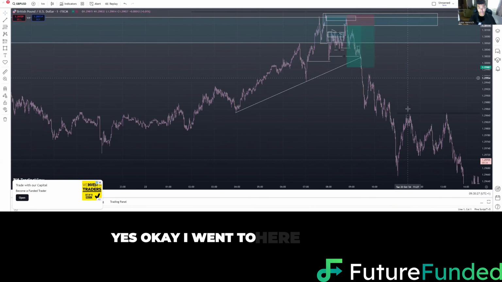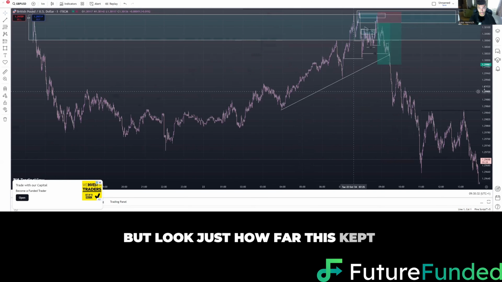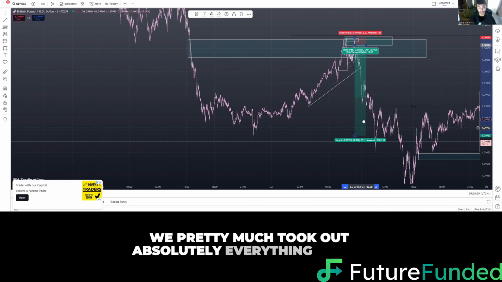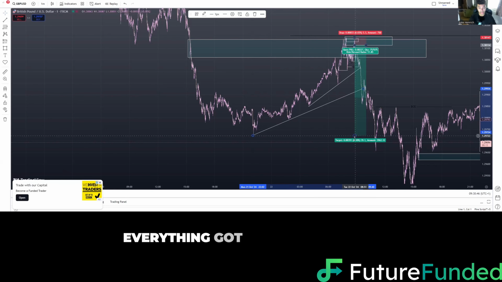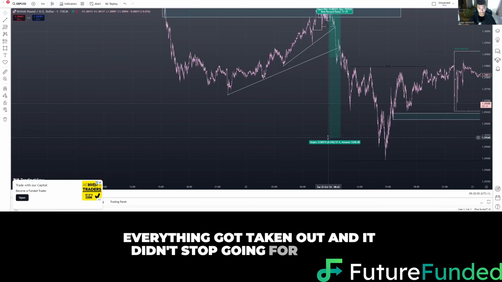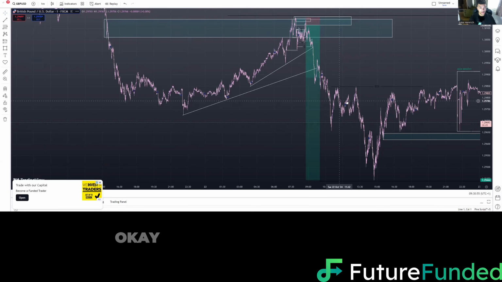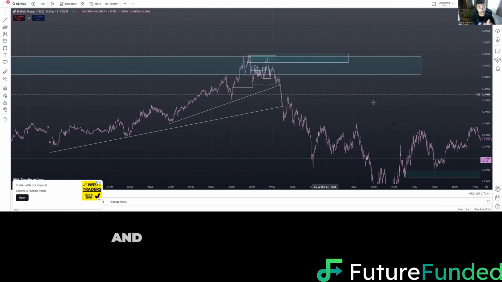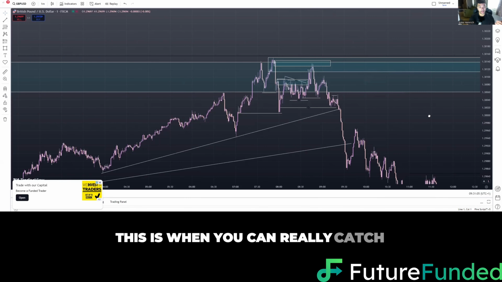Okay, yes, I went to here to take out this trend line, but look just how far this kept going down. We pretty much took out absolutely everything. In fact, we did take out everything. So even though there's more trendline liquidity right there, that got taken out. We took out the lows, everything got taken out, and it didn't stop going for what, a 1 to, what's that, a 1 to 20? So you can see for yourself these areas, and when you are looking at price action in this kind of manner, this is when you can really catch some of the biggest moves.